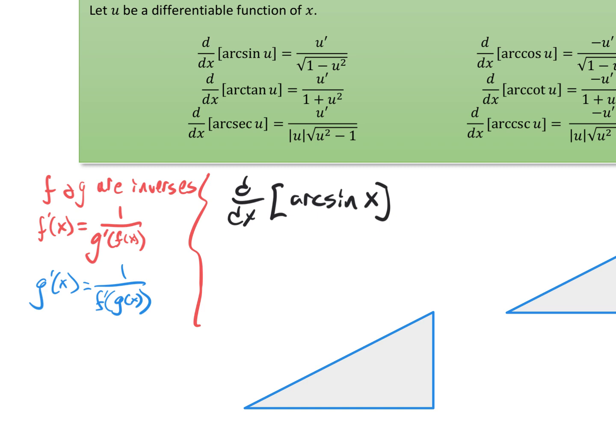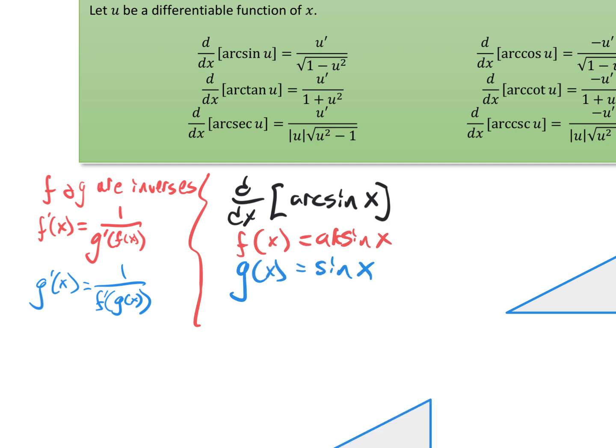So let's say this. Let's call f of x the arc sine of x, and its inverse g of x is sine of x. They are inverses of each other. So we're going to be using this form right here. Again, they're equivalent, just different letters, but we said f prime, that's arc sine. So we're looking for the derivative of this.